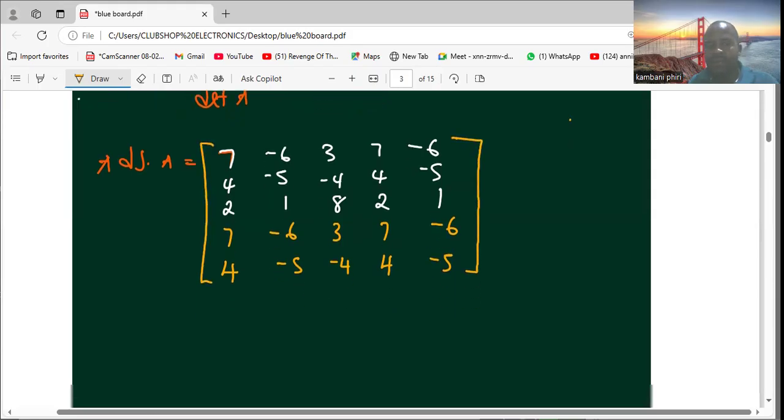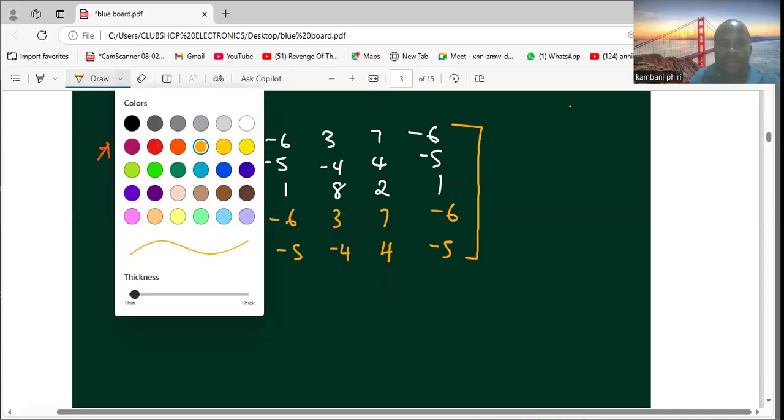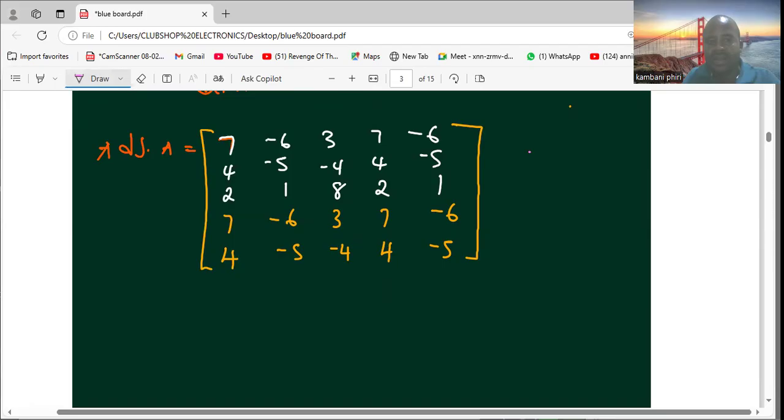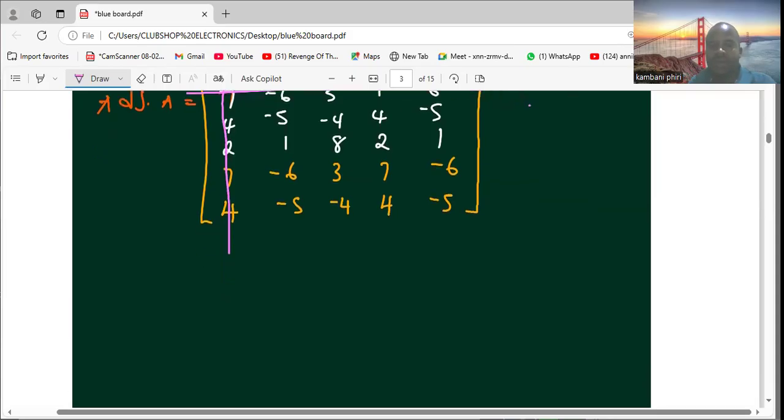Now, from here, we must eliminate completely the first row and the first column. Therefore, I've got 1, 2, 3, 4. We're dealing with a 4 by 4 matrix. In short, we are going to find now our adjoint from this matrix.